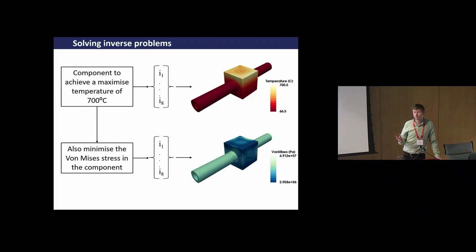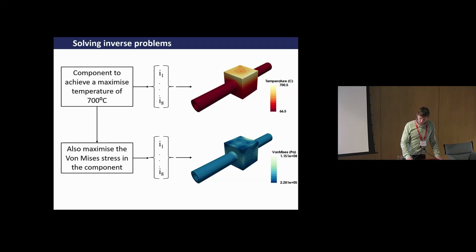Because we have a surrogate model of our stress state as well, we can look at things like, say I wanted to get to 700 degrees, but I also wanted to minimize the amount of stress in my component. Well, you can do that, and in this example, we get to 69 megapascal in the maximum stress of the component. And then similarly, you can see what the maximum stress is, and it's 150 megapascal.